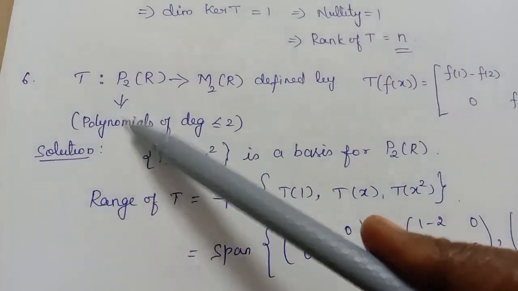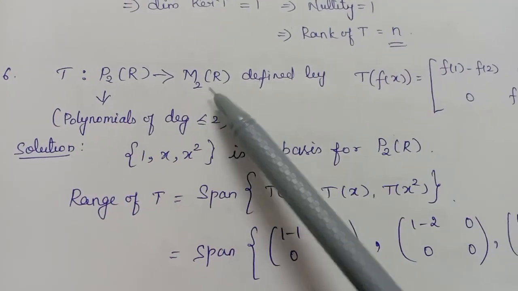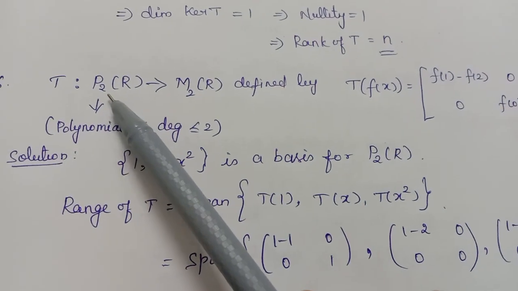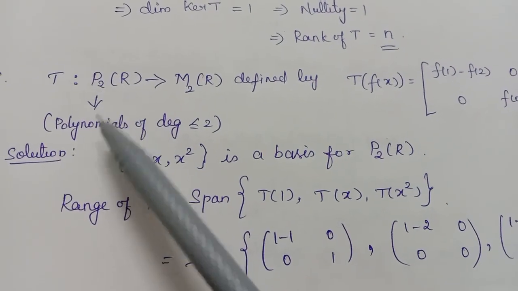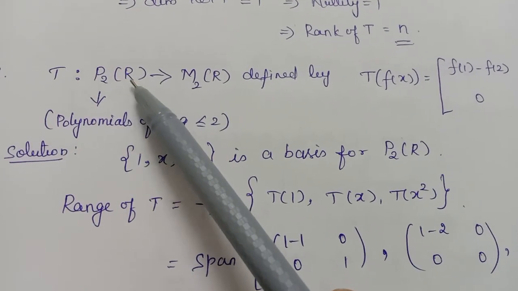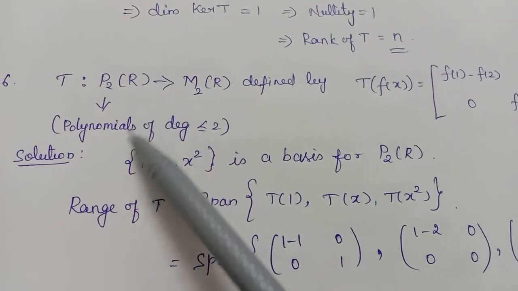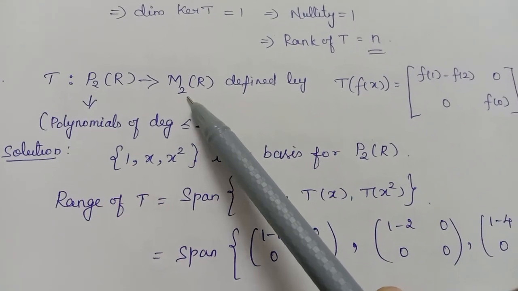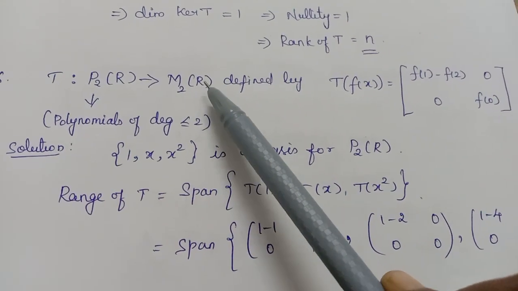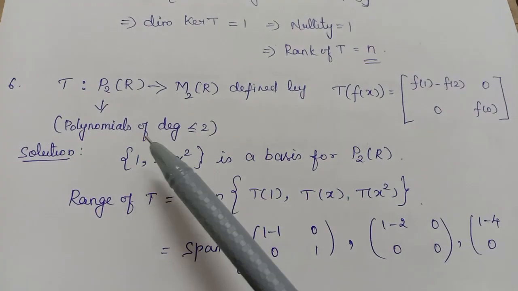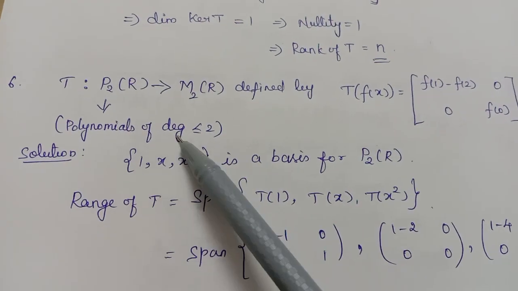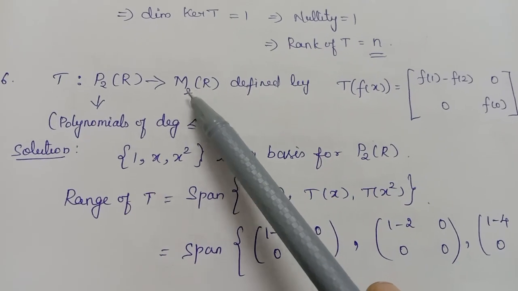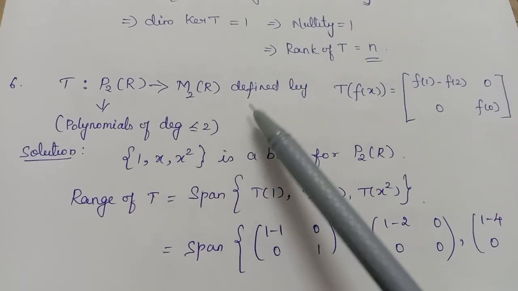Next one, T from P2 of R to M2 of R. Here I have taken a slightly different notation. This P2 of R is nothing but the set of all polynomials of degree less than or equal to 2 over the real numbers. M2 of R is nothing but the set of all 2 by 2 matrices over the field of real numbers. So from polynomials of degree 2, we are going to matrices of 2 by 2 size. Okay, how is the function defined?